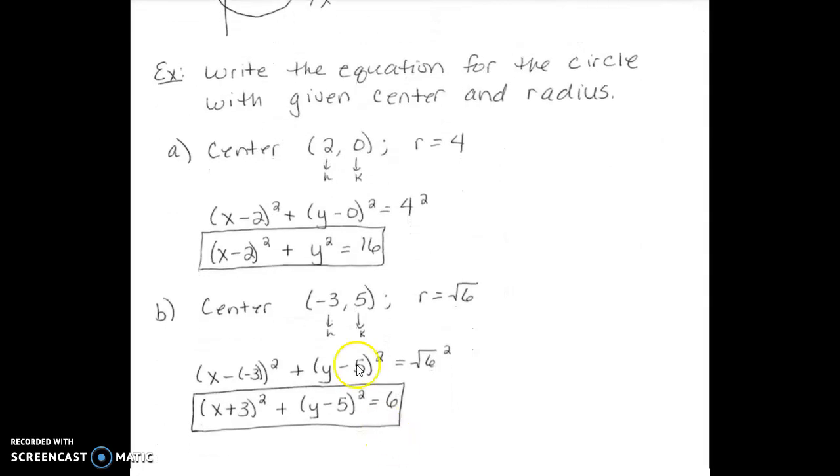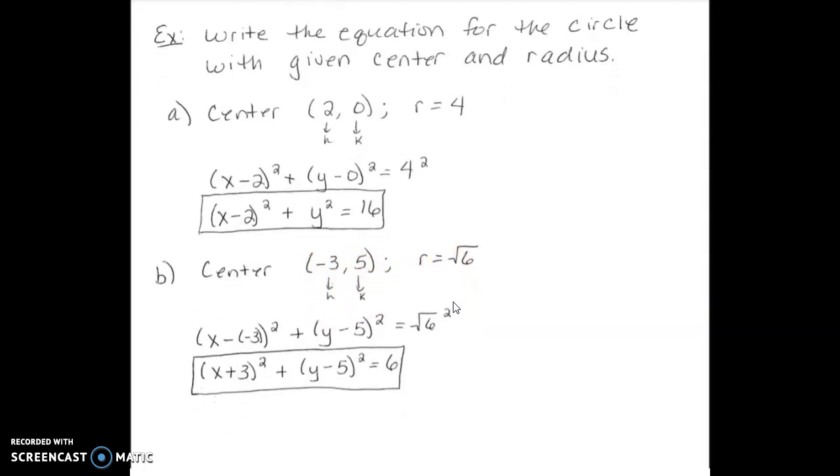Let's do one more. This time the center is given as the ordered pair (negative 3, 5). So that means negative 3 would be h and 5 would be k. And r is equal to the square root of 6. So the same idea. So our standard form says x minus h, h being negative 3, squared, plus y minus k, k being the 5, squared, equals r, which is the square root of 6, squared.